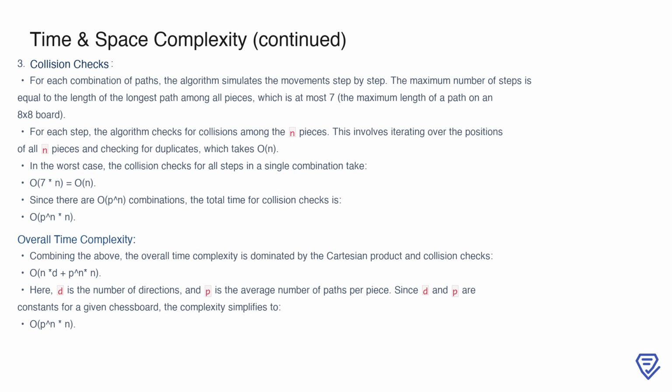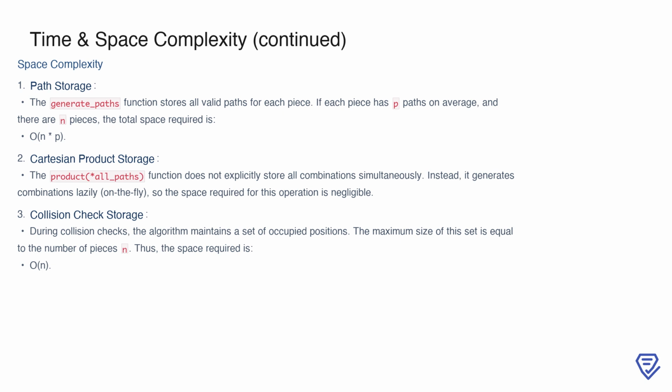Since there are O(p^n) path combinations, the total time complexity of the collision checks becomes O(p^n*n). When combining the time for path generation and collision checks, the overall time complexity is dominated by the Cartesian product and collision checks, leading to O(n*d + p^n*n). Here, d and p depend on the movement rules of the chess pieces, but for a given chessboard, these are constants, so the complexity simplifies to O(p^n*n). Now let's analyze the space complexity.